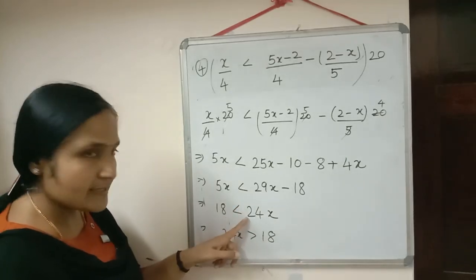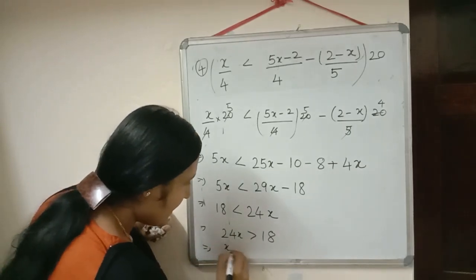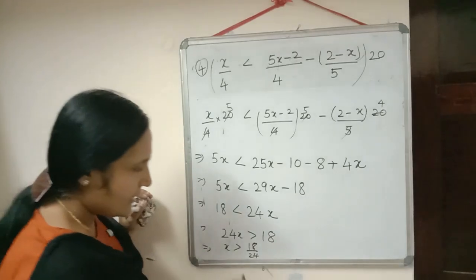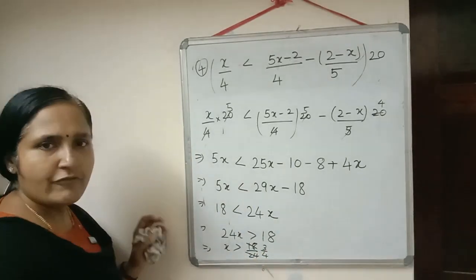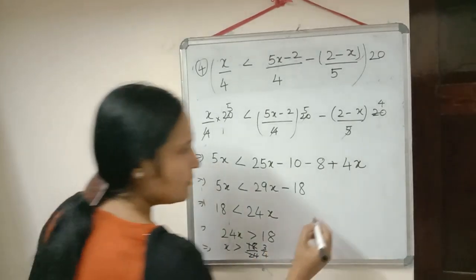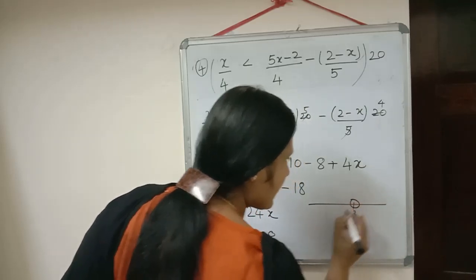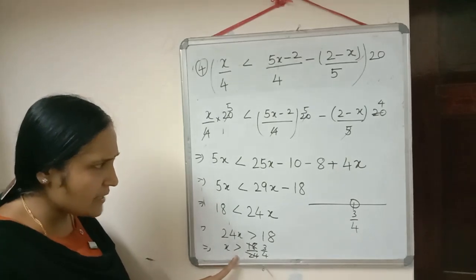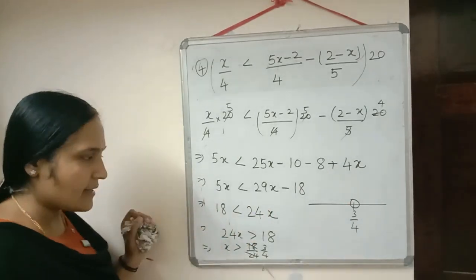24x, here the symbol is greater than, so greater than 18, or we will get x greater than 18 by 24. 18 by 24 we can cancel, it will be equal to 3 by 4. Don't convert it into decimal because we are finding the real solution there. So just write down 3 by 4 and a circle there. Just to check whether we have an equal to sign here. No. So you don't have to darken the circle there.